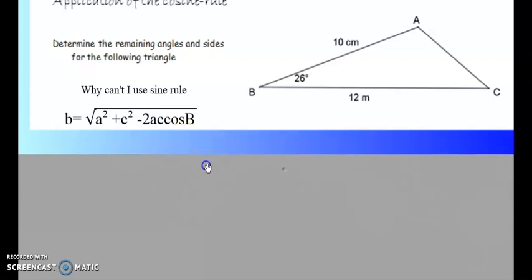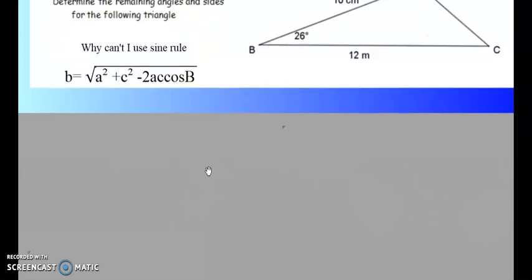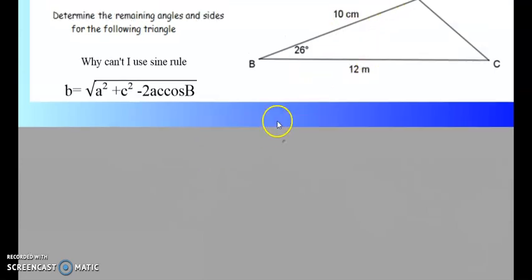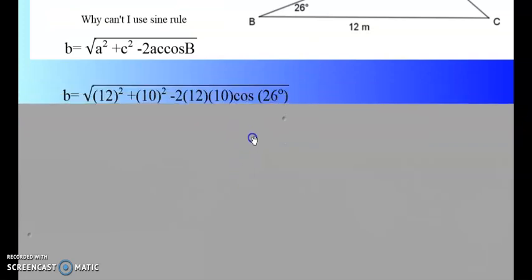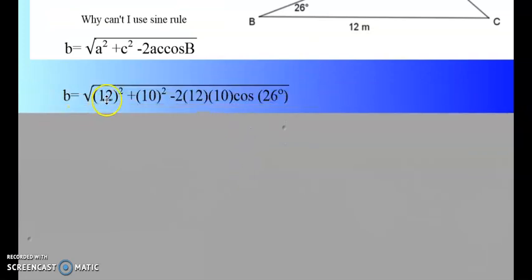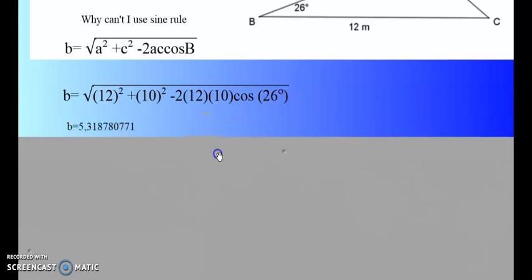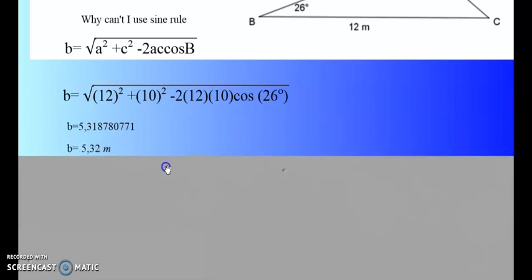So I substitute my values. The value of small a is 12. The value of small c is 10. So I say 12 squared plus 10 squared minus 2 into 12 into 10 cos of 26 degrees. That gives me a length of 5,31878,0771. Rounded off, I get 5,32.